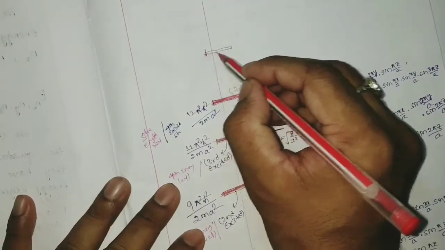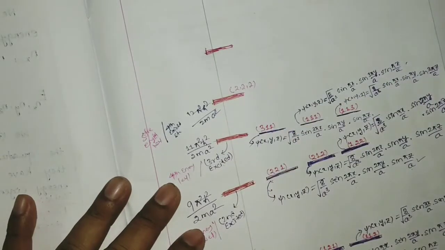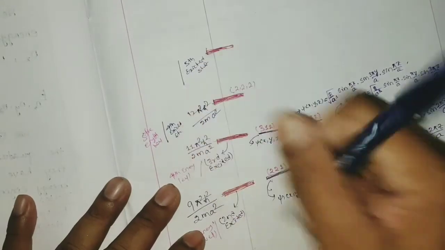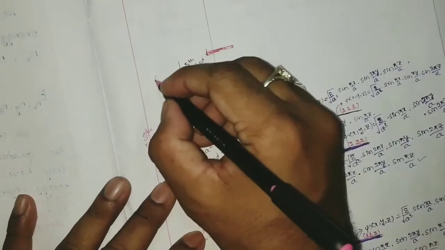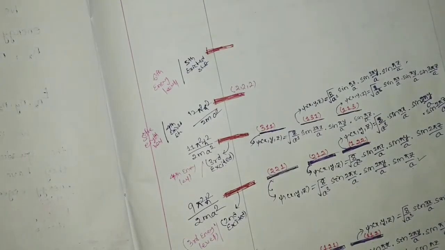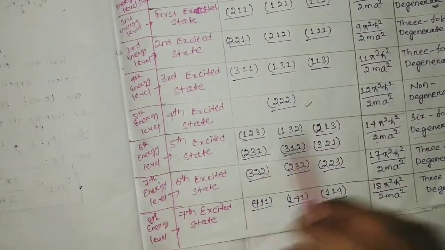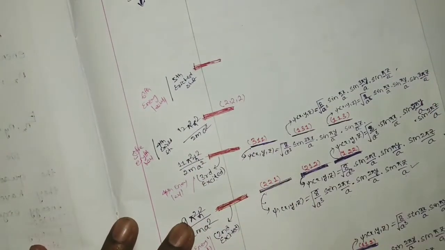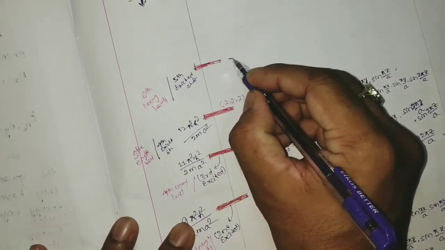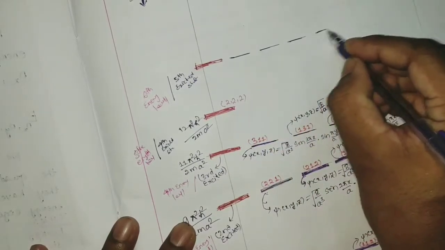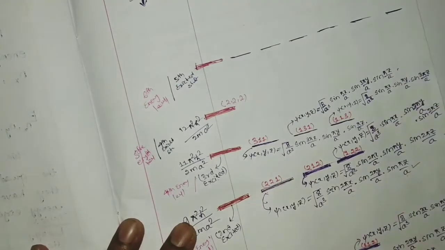Yes, this is your fifth excited state, or the sixth energy level, and how much degeneracy does this one have? Six-fold degeneracy. Sixth energy level, fifth excited state, 6-fold degenerate. So for 6-fold degeneracy, you have to draw like this. This is one. This is another one. 3, 4, 5, 6.